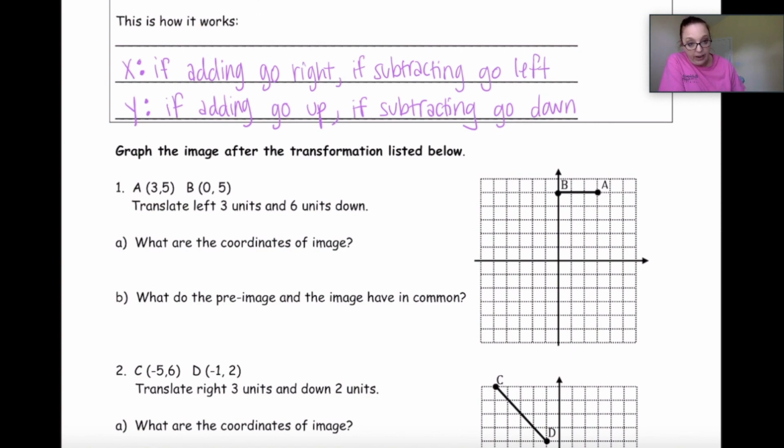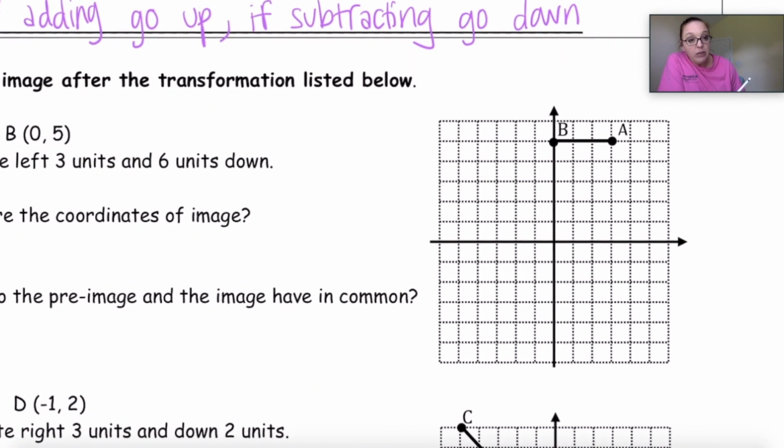When I do that, I'm going to literally take each point and move it left 3, down 6. So I'm going to look at point A, and I'm going to go left 3, 1, 2, 3, and then down 6: 1, 2, 3, 4, 5, 6. And I'm going to label that point A prime. Now I'm going to do the same thing for B. I'm going to go left 3, 1, 2, 3, and then down 6: 1, 2, 3, 4, 5, 6. And that point is going to be labeled B prime.